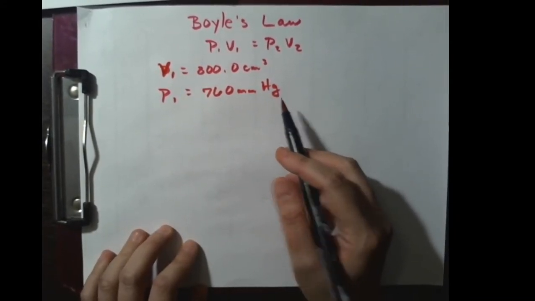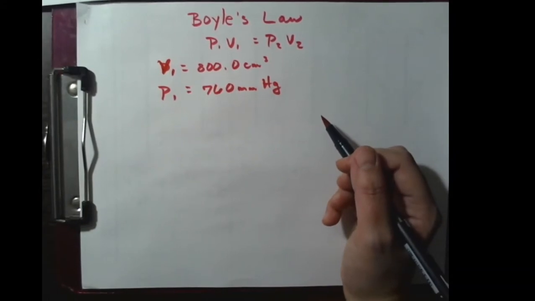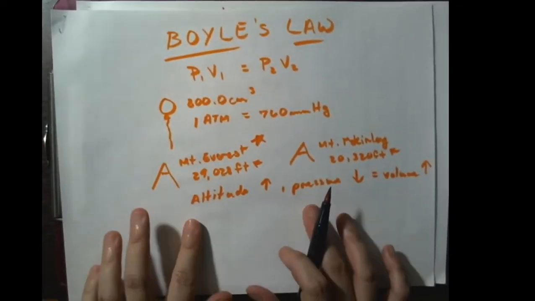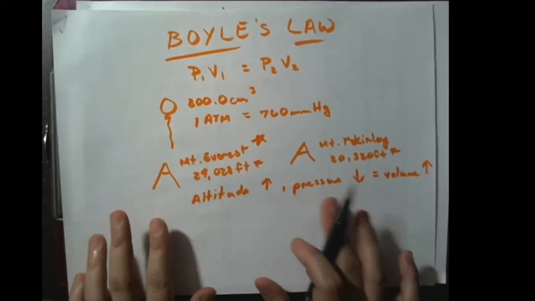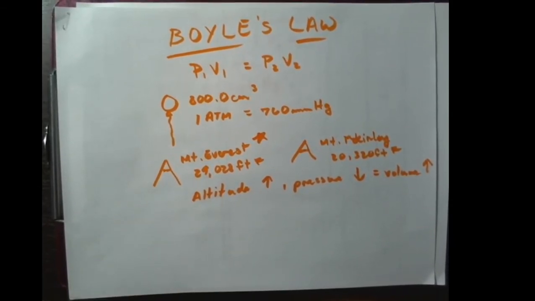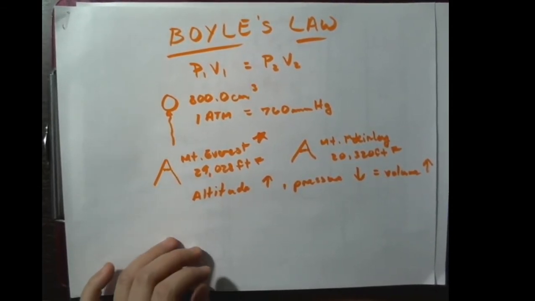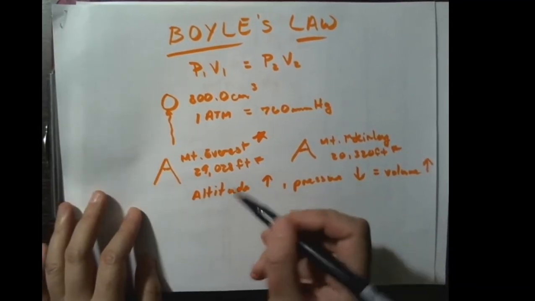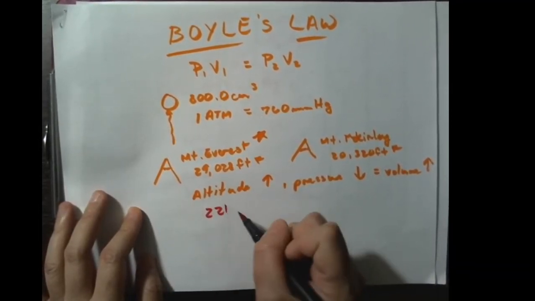And then, now, it gives us two different mountains, right? Now, the thing with this is, since we have two different mountains, we're going to have to do two different calculations. So, from our question, it said that Mount Everest has an average atmospheric pressure of 221. So, Mount Everest, 221.